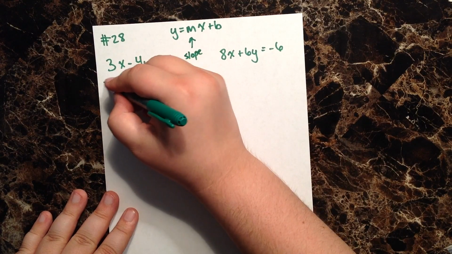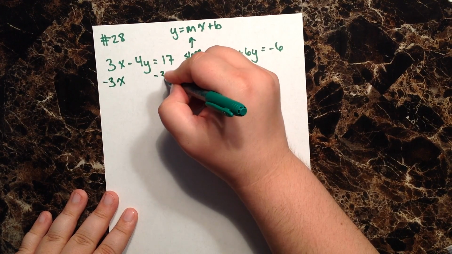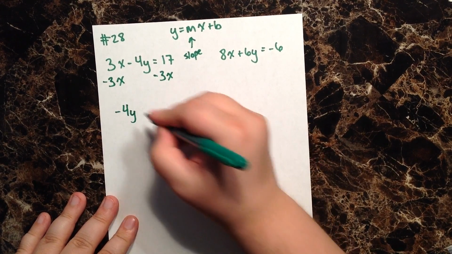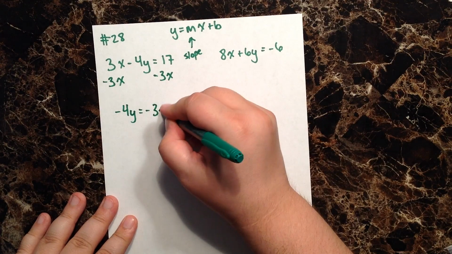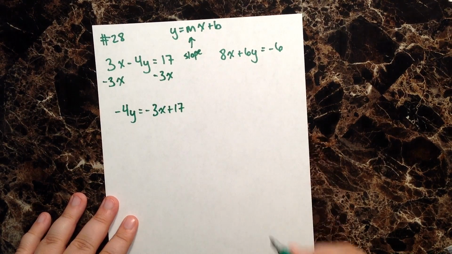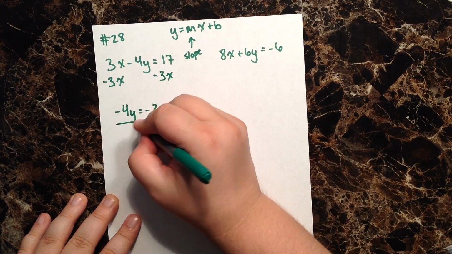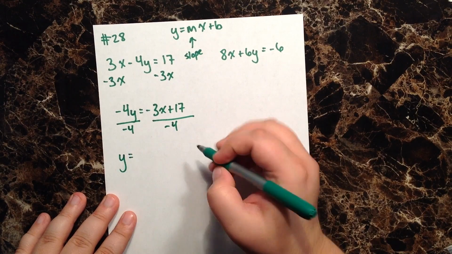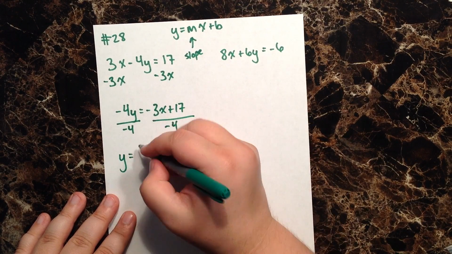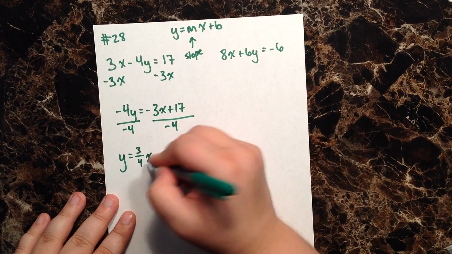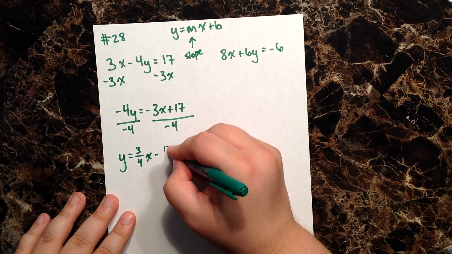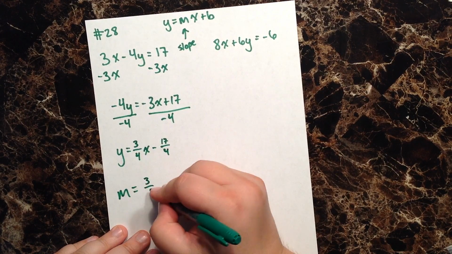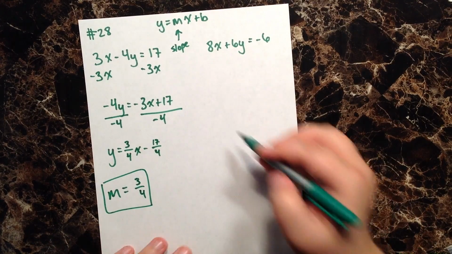The first thing I would do is subtract 3x from both sides. When I do that, I get negative 4y equals negative 3x plus 17. And lastly, when I divide by -4 on both sides, I get y equals -3 over -4, which is a positive 3 over 4, x minus 17 over 4. So the slope for our first equation is positive 3 over 4.